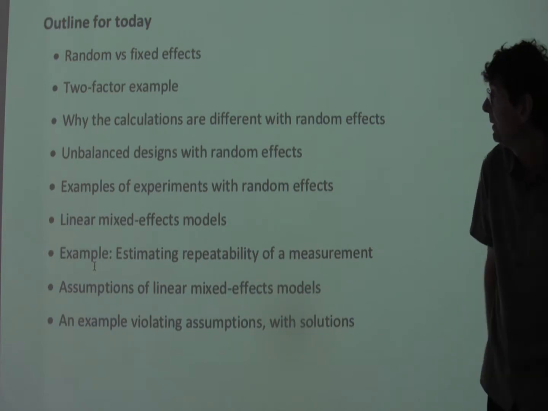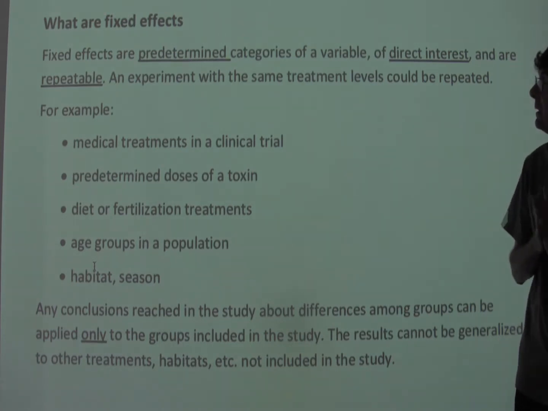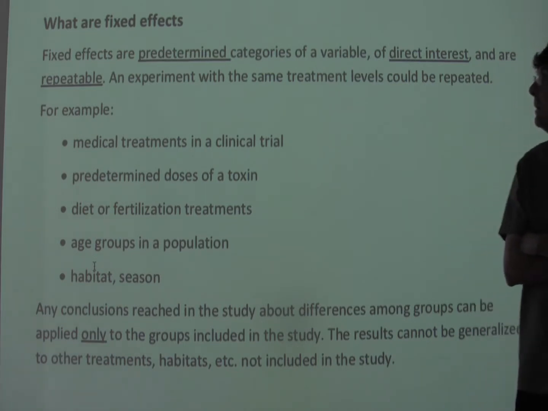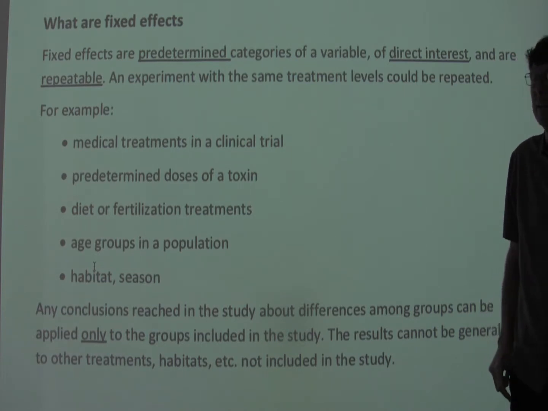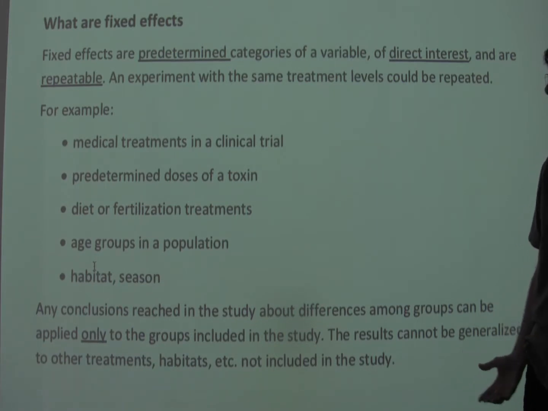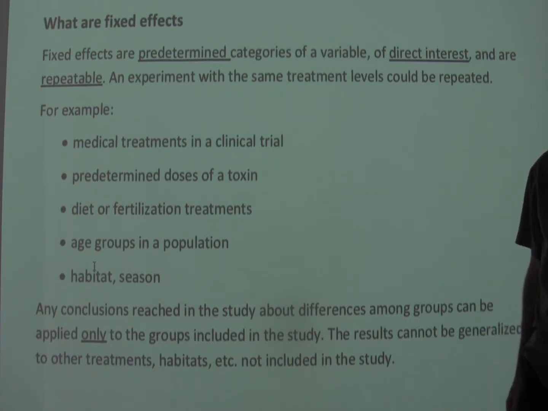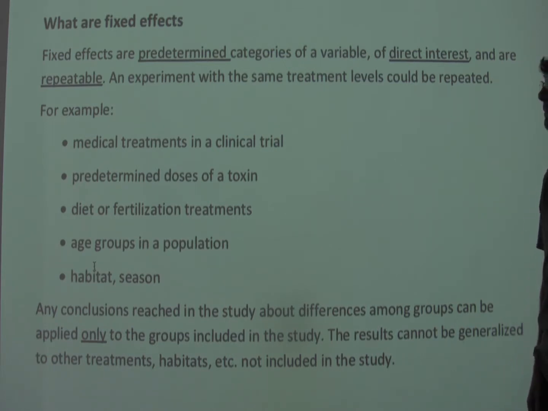And I'm going to tell you what that means and how this works, how we model and analyze data when random effects are present. So first of all, a summary of what the difference is between random and fixed effects. So fixed effects are the things that you want to try to understand when you carry out an experiment or an observational study. They're sort of predetermined categories of a variable, and they're typically of direct interest. And not only that, but they're repeatable in the sense that somebody on the other side of the world could potentially actually redo your experiment and use exactly the same levels of the factor.